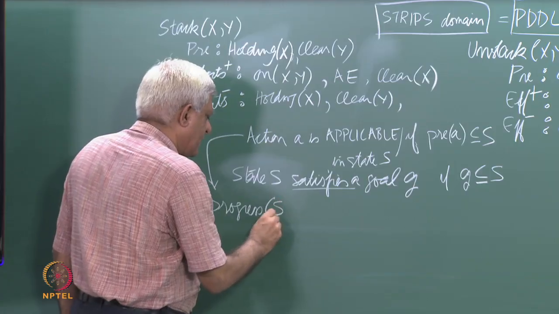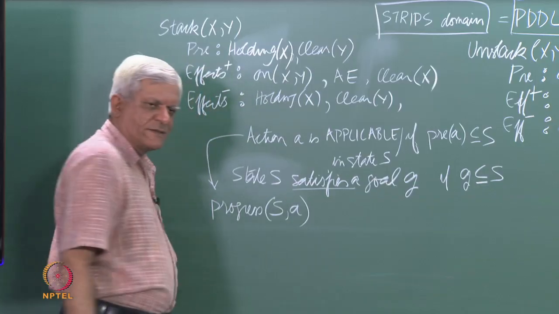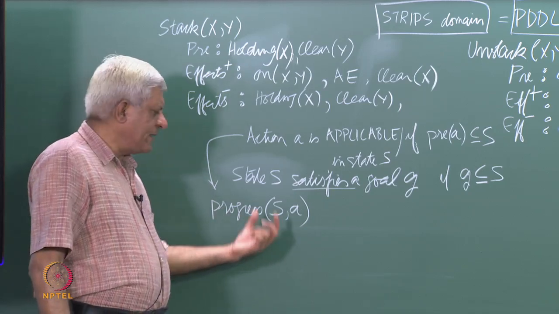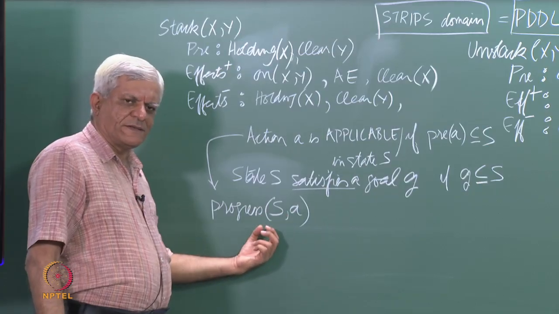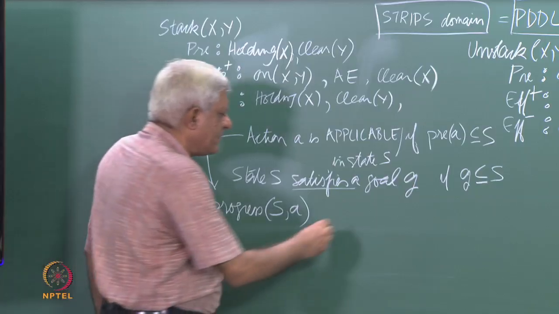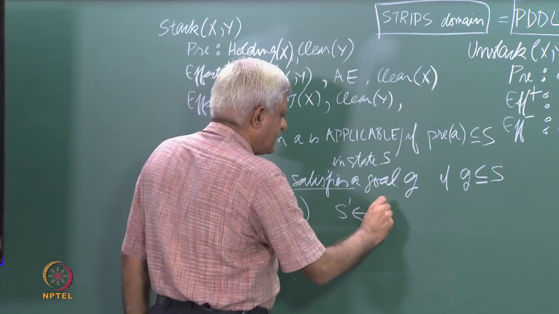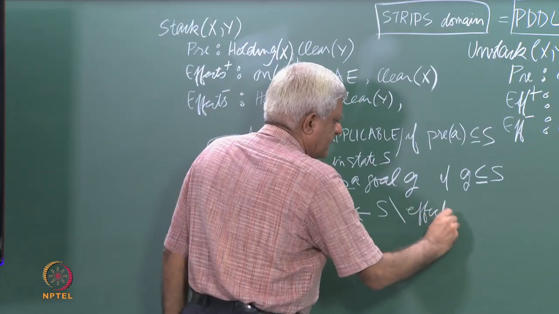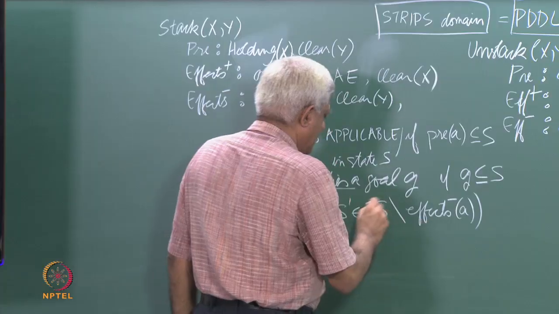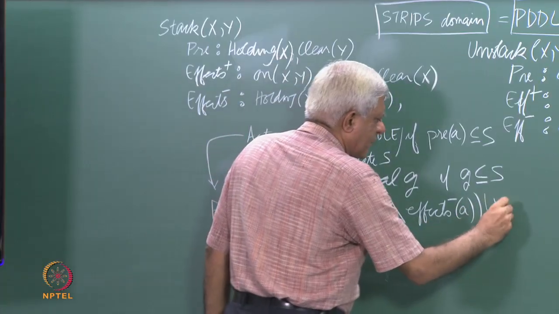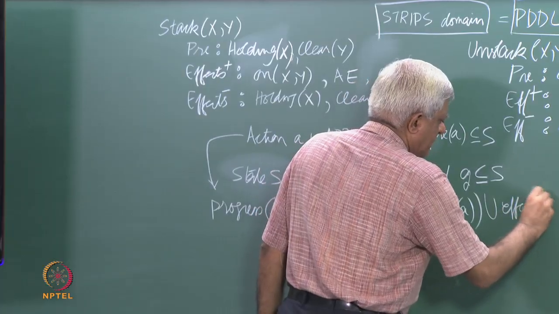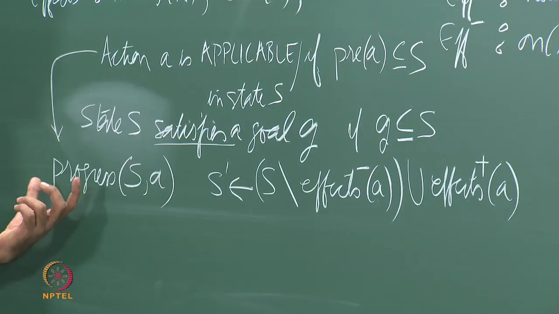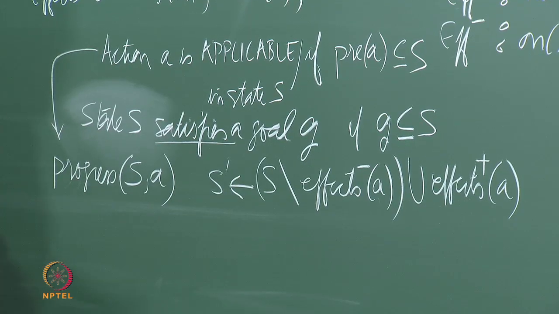Let us say in a state S using an action A, and what this progress does is that it takes a state S and applies the action A and gives you a new state S prime, where S prime, as we saw in the last class, is S minus the negative effects of A, union the positive effects of A. So, we have a progress function which allows you to move from one state to a next state essentially.